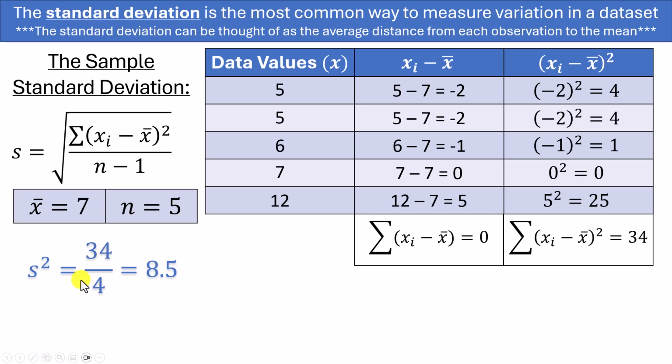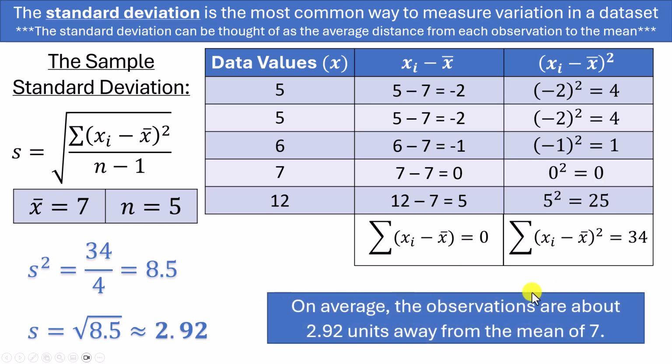The final step is going to be to take the square root. The square root of 8.5 is approximately 2.92. This means that on average, the observations are about 2.92 units away from the mean of 7. And we are done. I know this can seem like a lot the first time you see it, but I promise once you've practiced a few times, it's not really too bad.